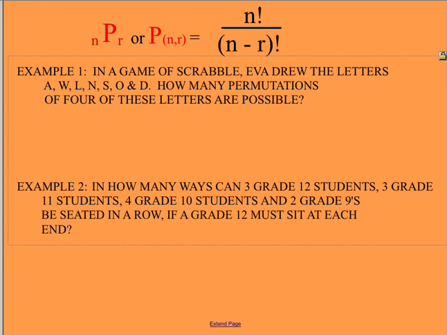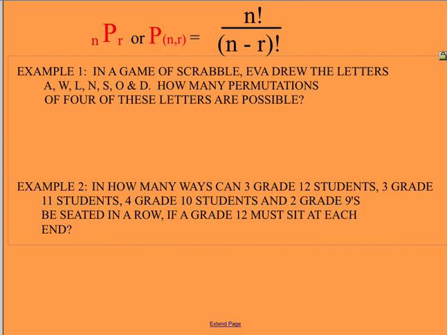So here we go with a couple of examples. In a game of Scrabble, Eva drew the letters A, W, L, N, S, O, and D. How many permutations of 4 of these letters are possible? She's trying to create a 4-letter word. How many different 4-letter words, whether they're words or not, just how many different permutations of 4 letters are there?